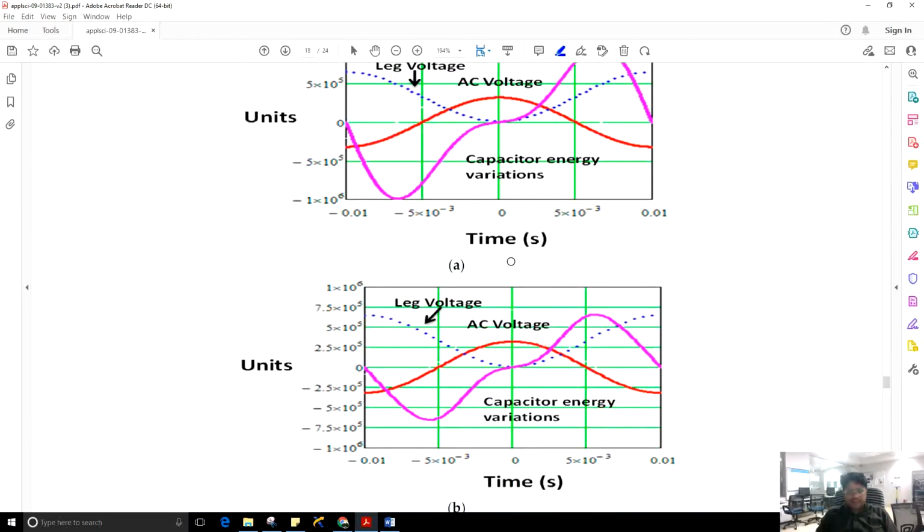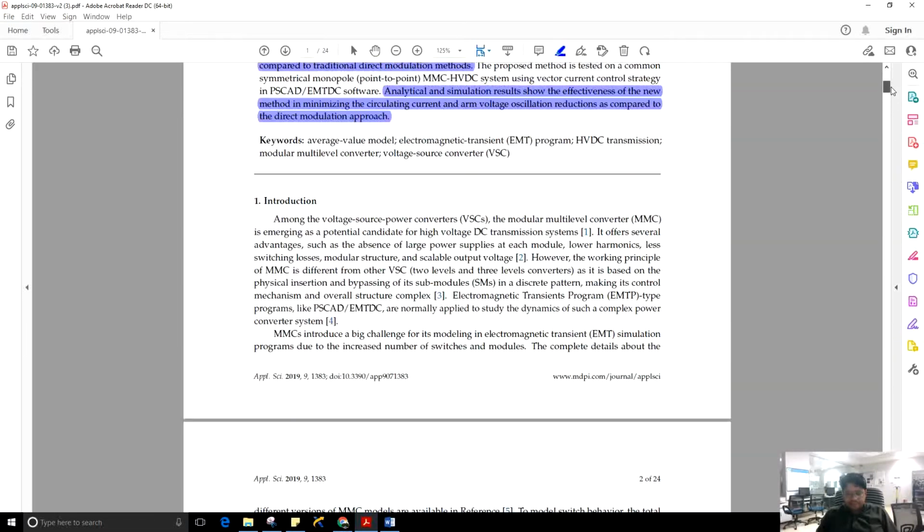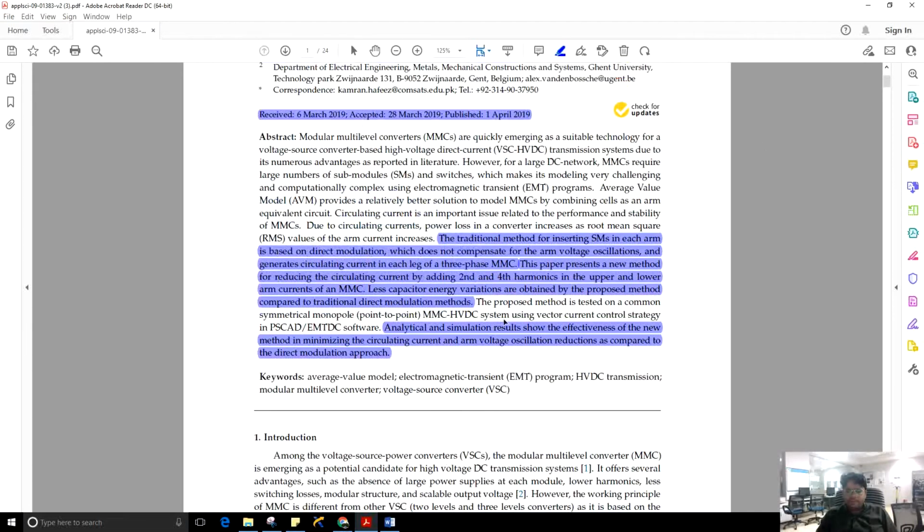And you see these are the results for capacitor energy variation. If you take direct modulation, when there is no addition of second and fourth harmonic and direct upper and lower reference signals are taken, you see there is a lot of capacitor energy variation. But in case of the proposed method, you see capacitor energy variations are reduced. So we graphically observed the benefit of the proposed method. Let us move ahead. Less capacitor energy variations are obtained by the proposed method compared to the traditional direct modulation method.